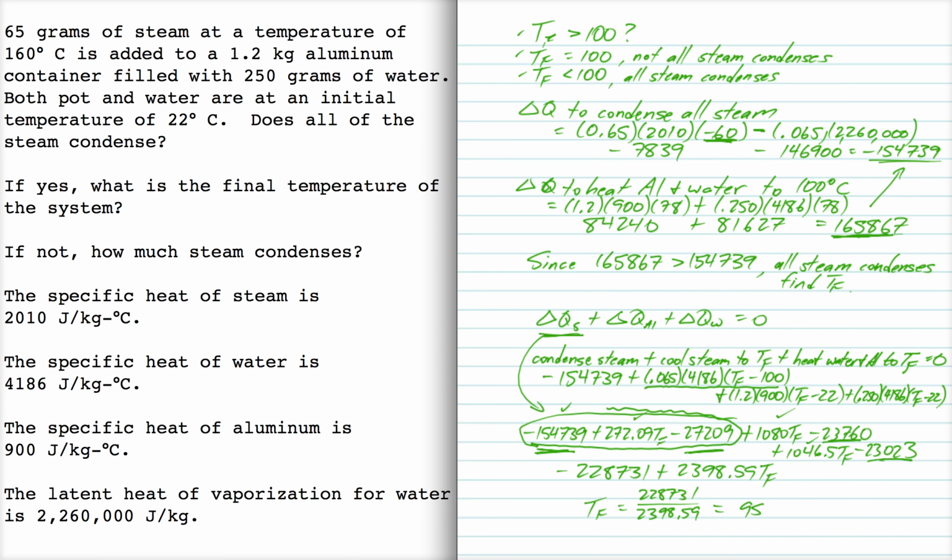That's 95 degrees Celsius. That's less than 100. It's greater than the initial temperature of the water and the aluminum. So it's reasonable, and it's only a little bit less than 100. That makes sense because we were only a little bit different here in our heats. So it's a sensible answer.